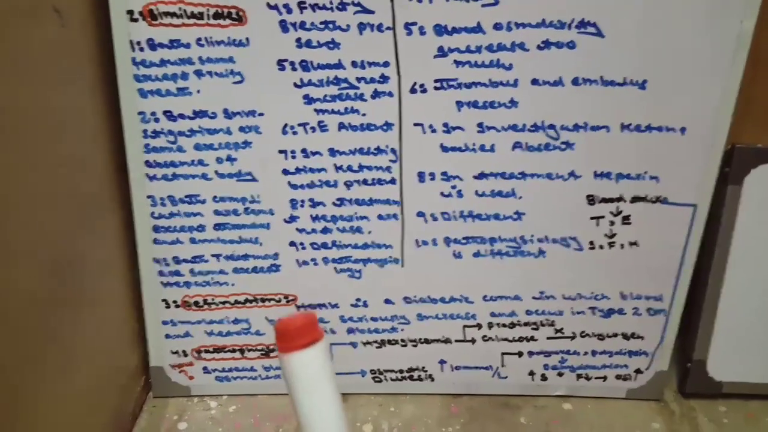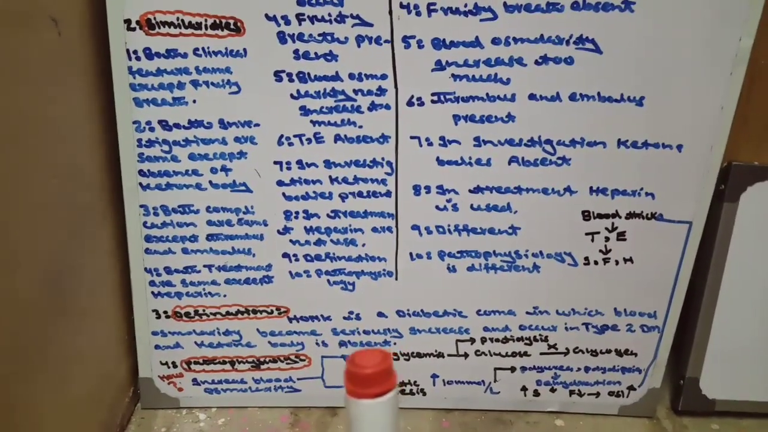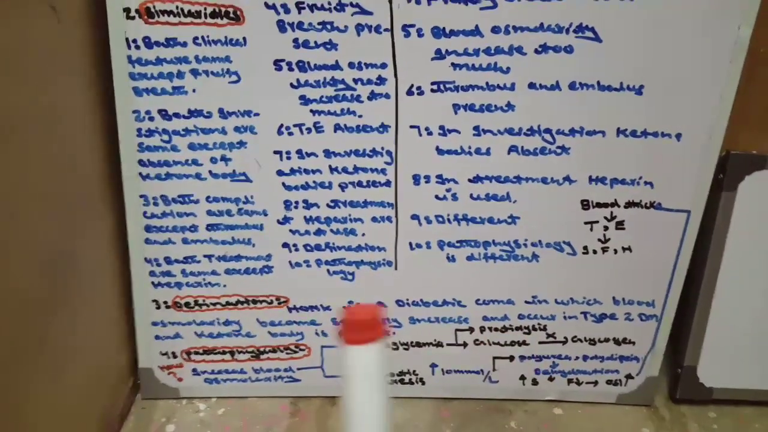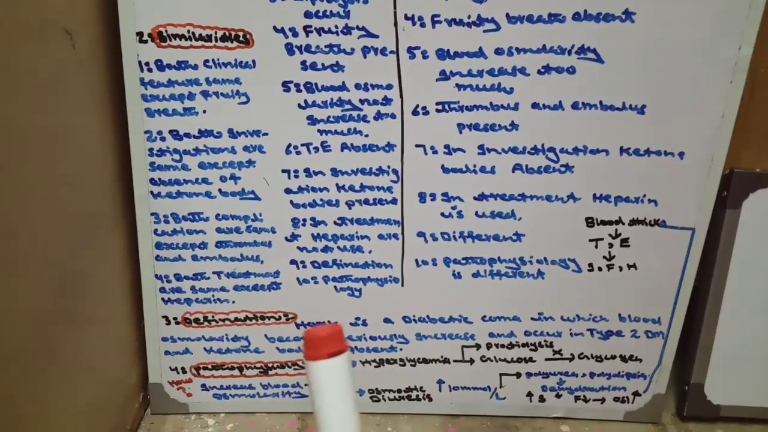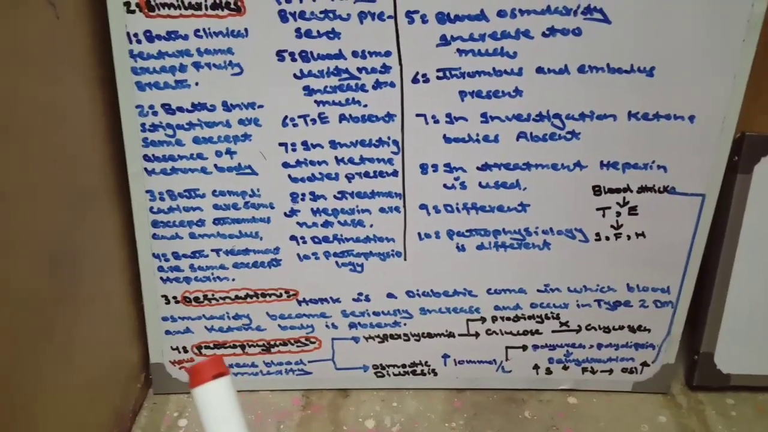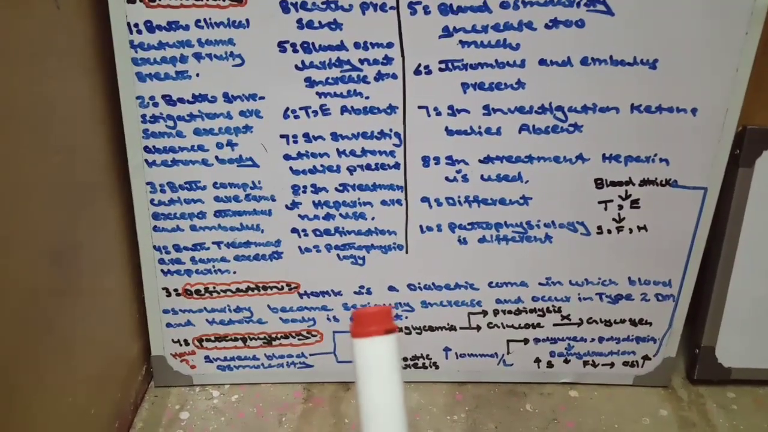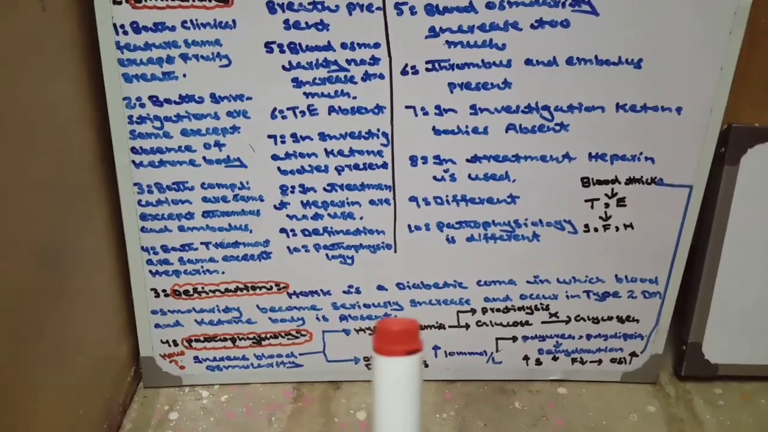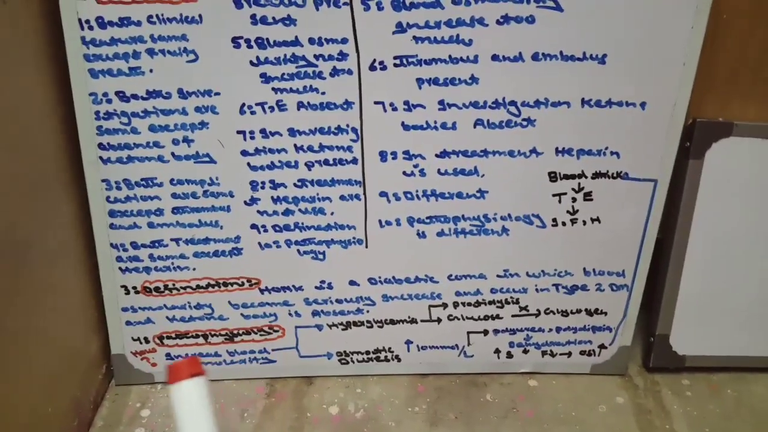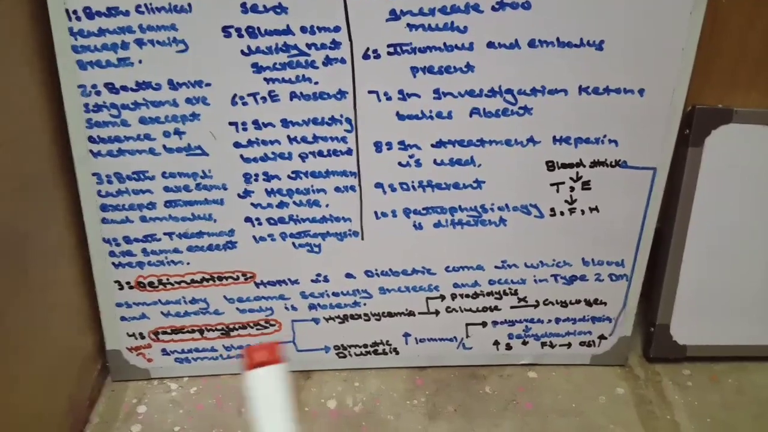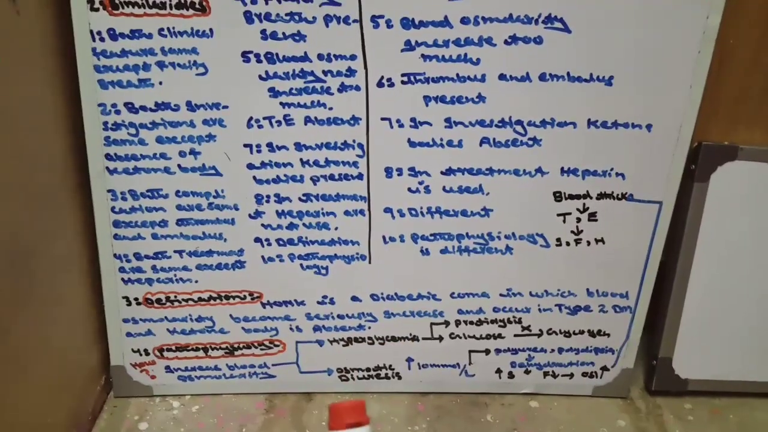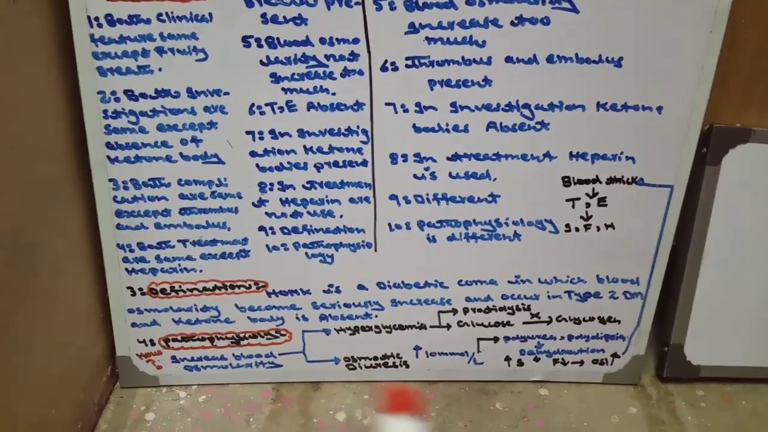There are three things in the definition. Number one, there is a seriously increased osmolarity of blood. Number two, it occurs in type 2 diabetes mellitus. Number three, ketone bodies are absent here. Now come to pathophysiology. In pathophysiology, we study how osmolarity becomes seriously increased. How does blood osmolarity increase? Blood osmolarity increases by two mechanisms. Number one, due to hyperglycemia, and number two, due to osmotic diuresis.